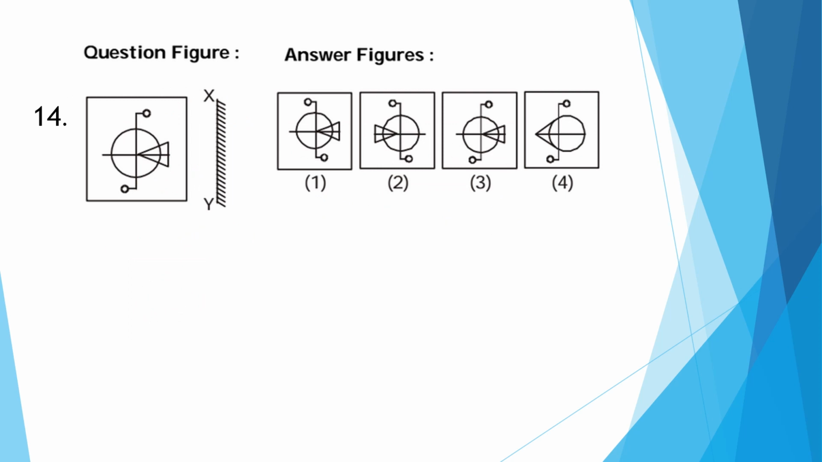Next, see this image, find out the mirror image of this diagram. The mirror image comes like this, so this triangle is on the right side. In the mirror image, this triangle appears on the right side. The first option is wrong as it is the same as the question diagram. The fourth option is something different, so this is not an answer.